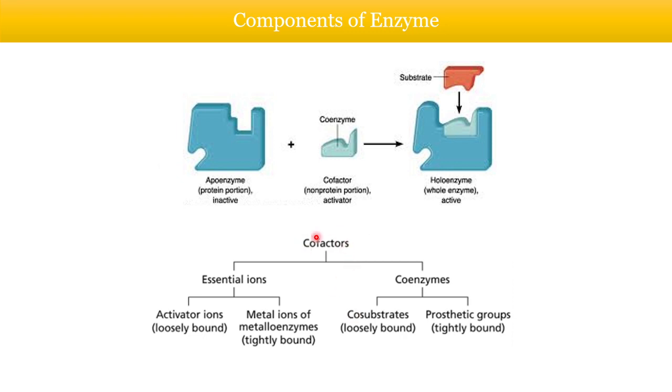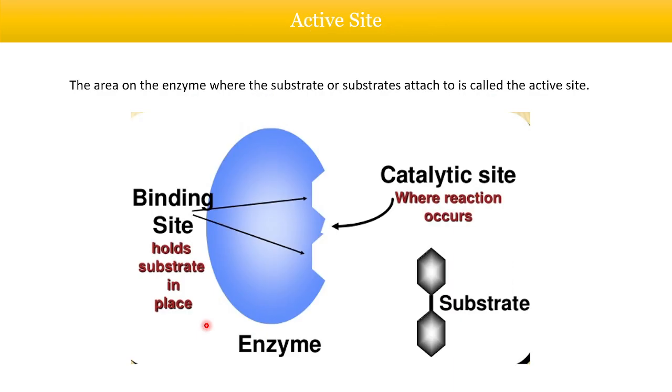So how many types of cofactors are there? These can be essential ions or coenzymes. Essential ions include metal ions, which can be divalent ions like magnesium, calcium, etc., and these are very tightly bound. You have a few activator ions that are responsible for activating your particular enzyme, and these are loosely bound. On the other hand, you have your coenzymes, like co-substrates and prosthetic groups, that are involved in the activation of your apoenzyme and ultimately the binding of the substrate after it gets activated at one point of time.